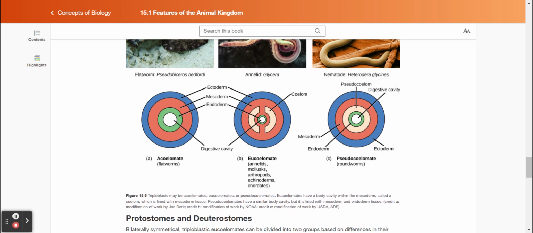Figure 15.6. Triploblasts may be acoelomates, eucoelomates, or pseudocoelomates. Eucoelomates have a body cavity within the mesoderm called a coelom, which is lined with mesoderm tissue. Pseudocoelomates have a similar body cavity, but it is lined with mesoderm and endoderm tissue.